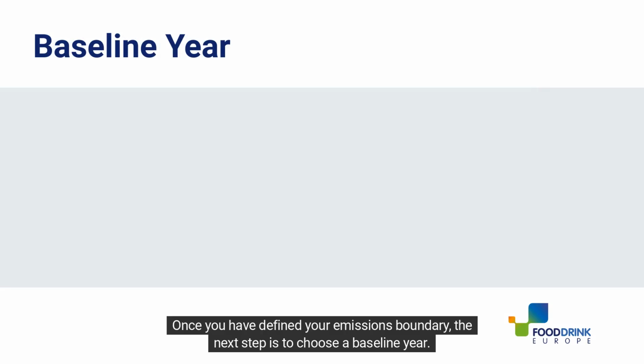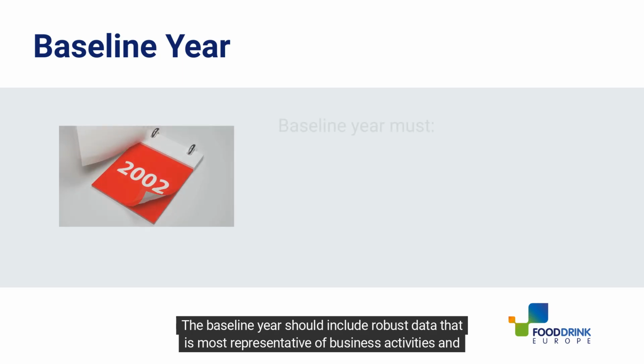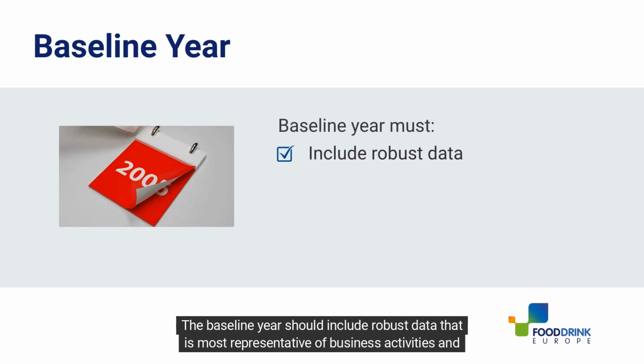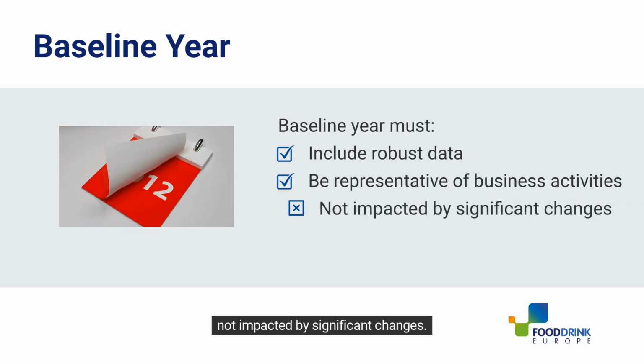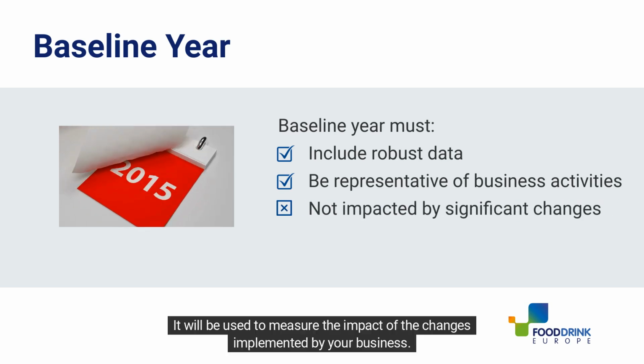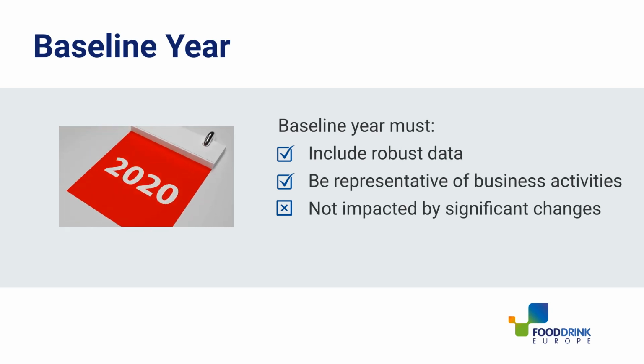Once you have defined your emissions boundary, the next step is to choose a baseline year. The baseline year should include robust data that is most representative of business activities and not impacted by significant changes. It will be used to measure the impact of the changes implemented by your business.